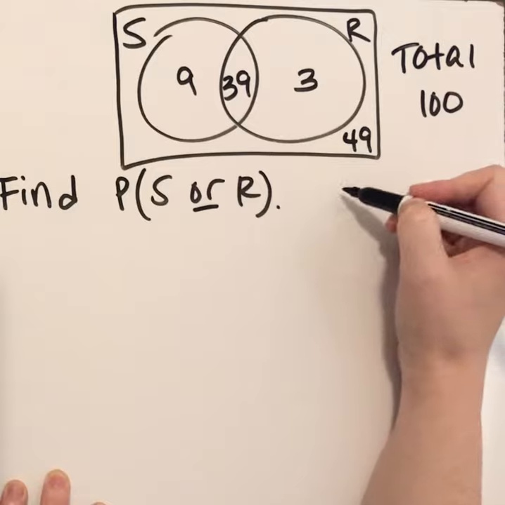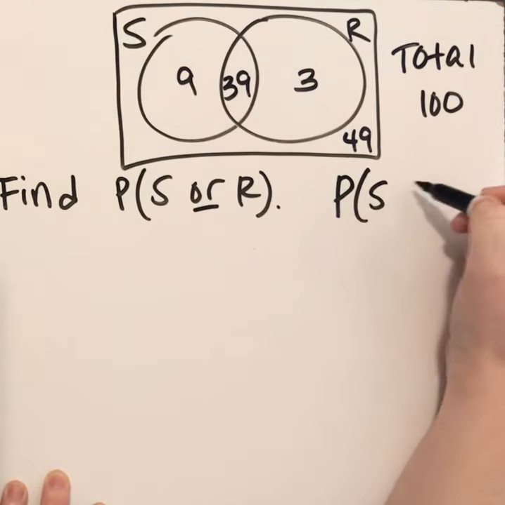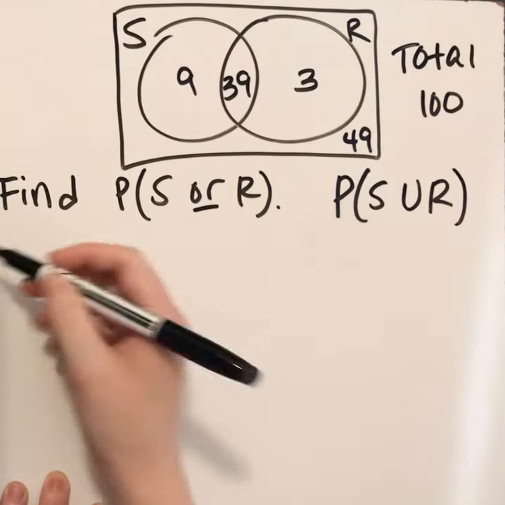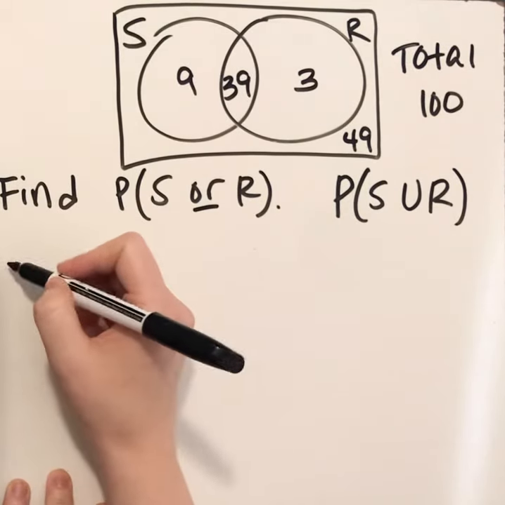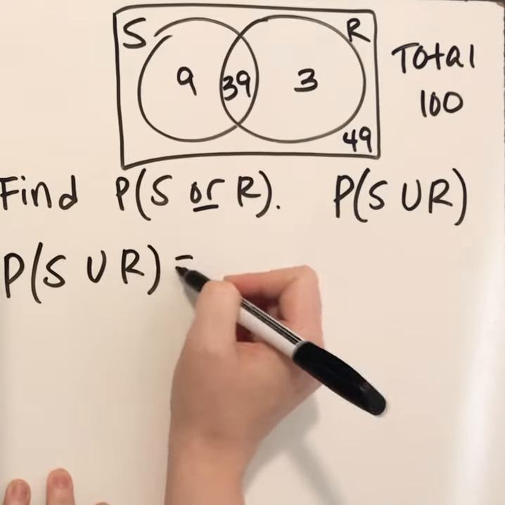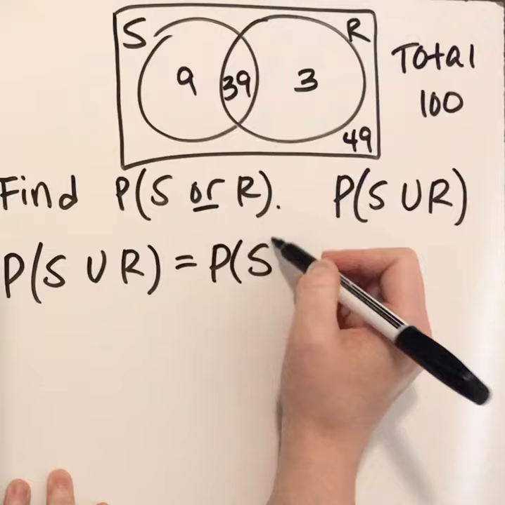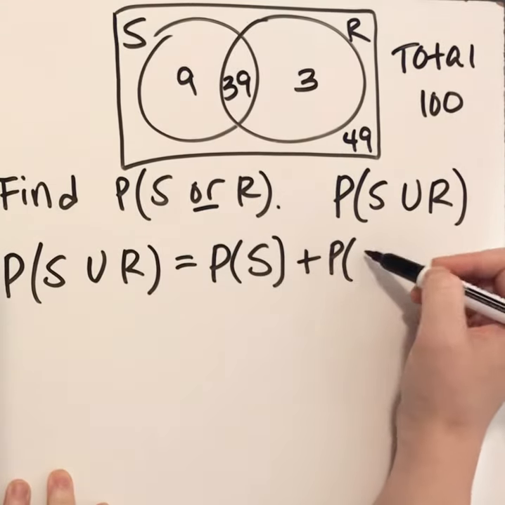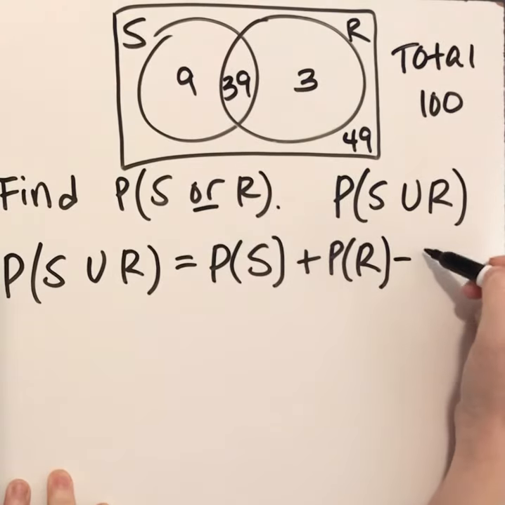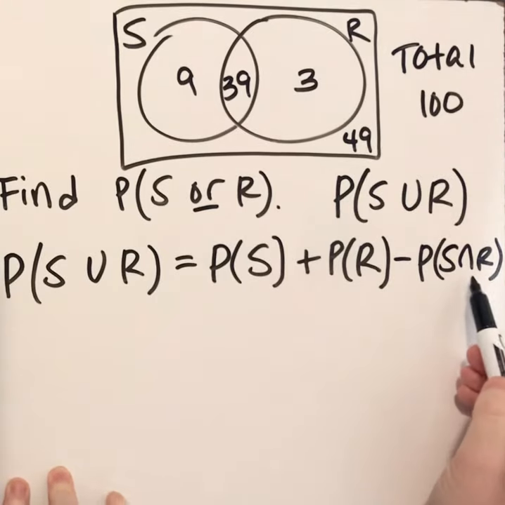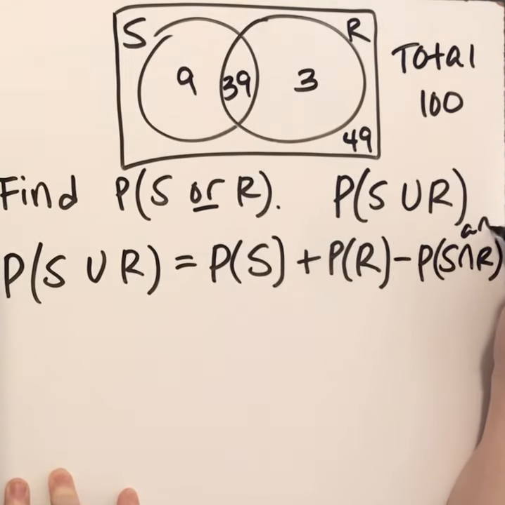This is, in words, the probability of S union R, okay? And we know that for any two events, the probability of S union R is equal to the probability of the first event, or the probability of owning a skateboard, plus the probability of owning rollerblades, minus their intersection. Or we can think of this as S and rollerblades.